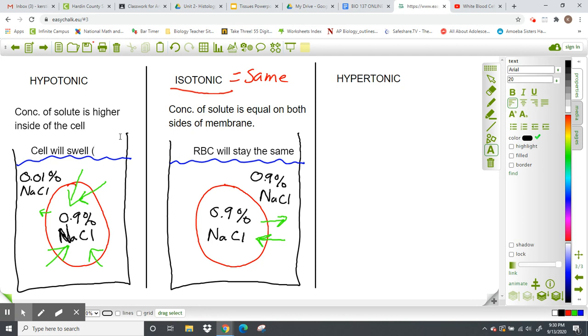Okay, and eventually, if it does not get this under control, it will go through a process we call lysing. Okay, and essentially what that means is it's going to burst, it's going to break, it's going to kill that red blood cell. Okay, so that's in a hypotonic solution. Okay, more concentration inside of the cell. Excuse me. The very opposite situation is a hypertonic solution. So in a hypertonic solution, the concentration of solute is higher outside.